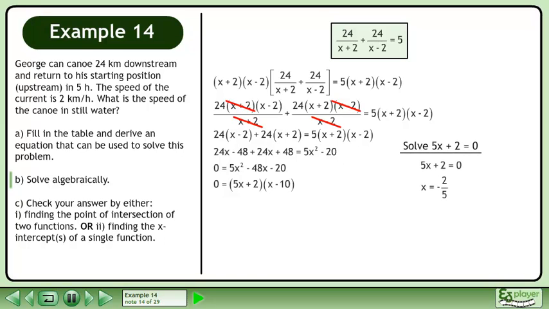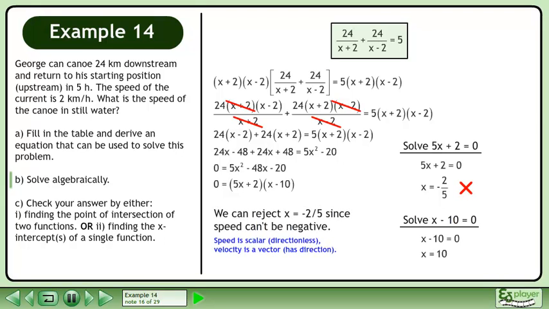Set the factor 5x plus 2 equal to 0 and solve for x. We get x equals negative 2 over 5. Now set the factor x minus 10 equal to 0 and solve for x. We get x equals 10. We can reject x equals negative 2 over 5 since speed can't be negative.